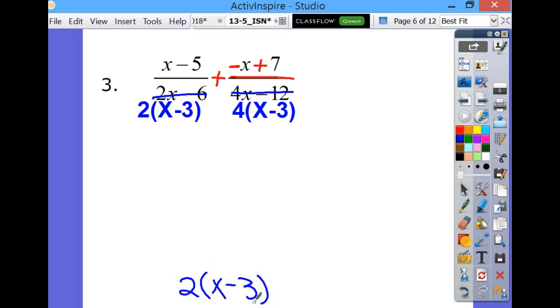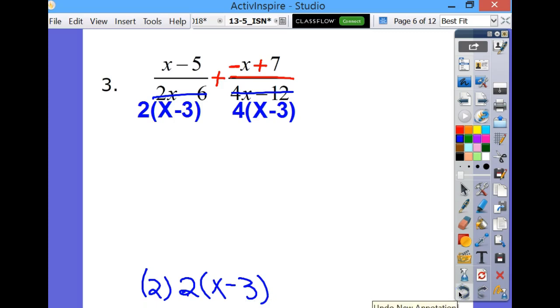We start with the first denominator. Now, what do we need from the second denominator? We need a 4, but we already have a 2. Isn't 2 times 2 4? So since we already have a 2, we just need to multiply by another 2, because 2 times 2 is 4.